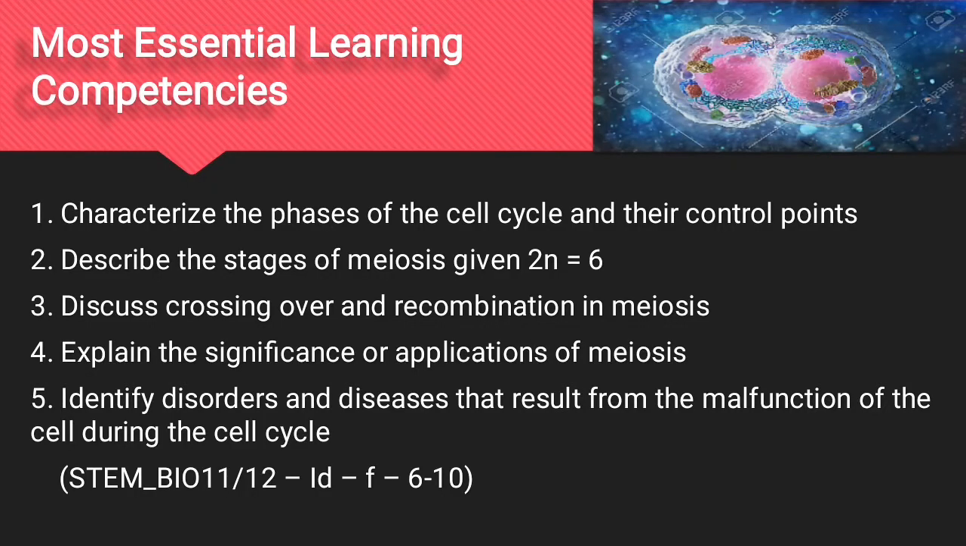Most essential learning competencies are: characterize the phases of the cell cycle and their control points, describe the stages of meiosis given the diploid cell where 2n equals 6, discuss crossing over and recombination in meiosis, explain the significance or applications of meiosis, and identify disorders and diseases that result from the malfunction of the cell during the cell cycle.